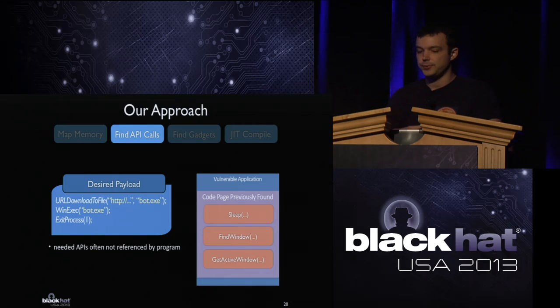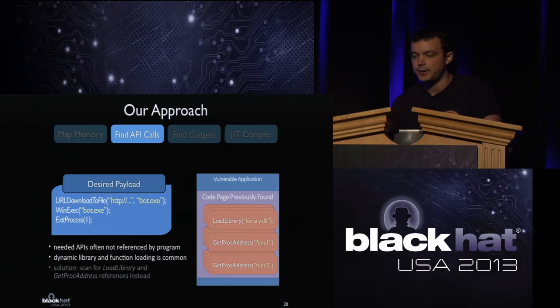So we need a way to actually find or look up those API calls. As it turns out, something that is very common in almost all programs is dynamically loading both libraries and dynamically figuring out where function pointers are. And those are done with the standard Windows API calls, LoadLibrary and GetProcAddress. And as it turns out, these are scattered throughout most code pages.